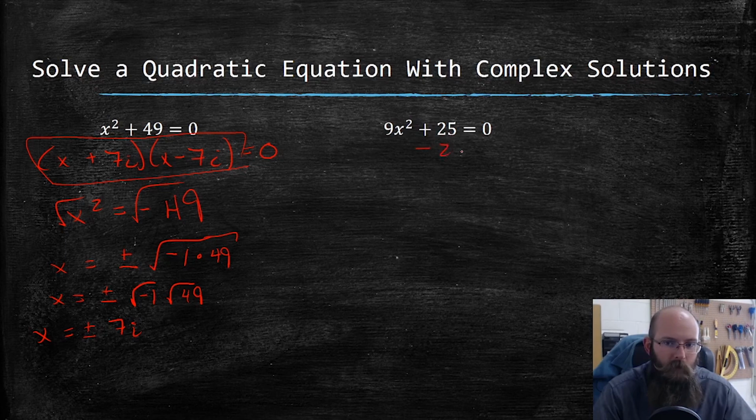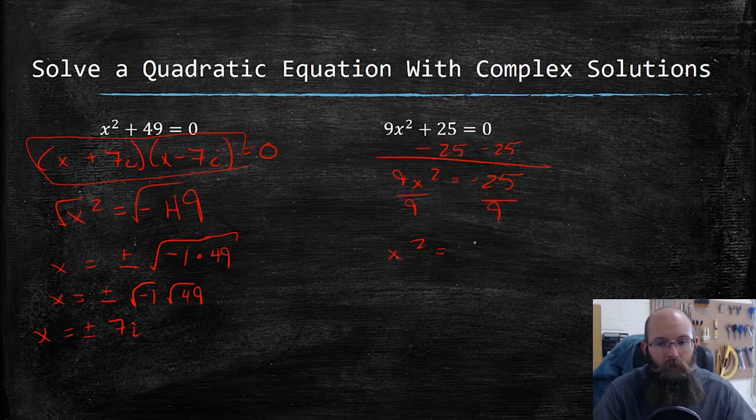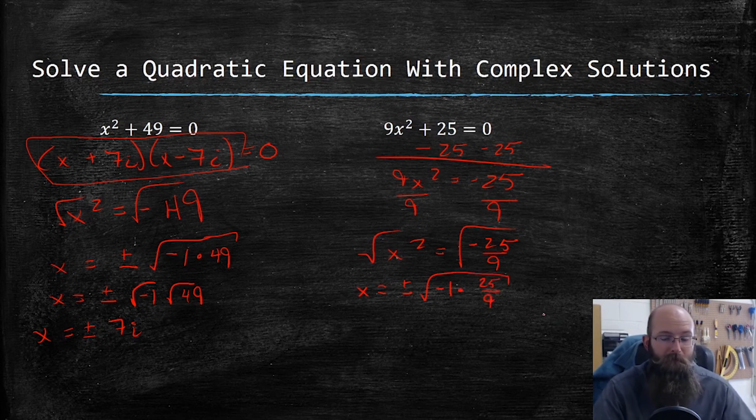So I'm going to subtract my 25. So 9x squared equals negative 25. Just divide by 9. X squared equals negative 25 over, oh, I wrote 29. Negative 25 over 9. Well, now I need to take the square root of both sides. Gets a little shady here, right? So x squared, no, just x now, right? Equals, I think we're okay with the plus and minus at this point, the square root of negative 1 times 25 over 9. Hopefully you're okay with me splitting it up like that, right?